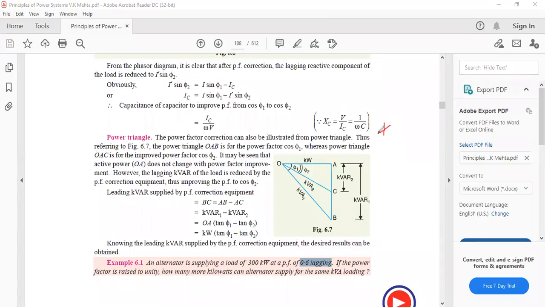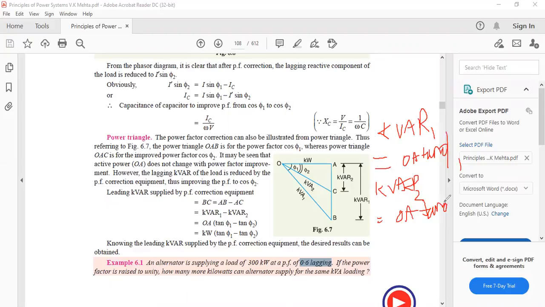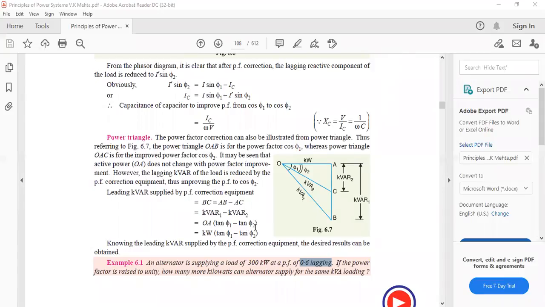We can represent kVAR1 is equal to OA tan phi 1. Similarly, kVAR2 is equal to OA tan phi 2. So simply you can substitute these values here: OA tan phi 1 minus OA tan phi 2. In both the terms, OA is common. So if you take OA common, we get OA into (tan phi 1 minus tan phi 2).